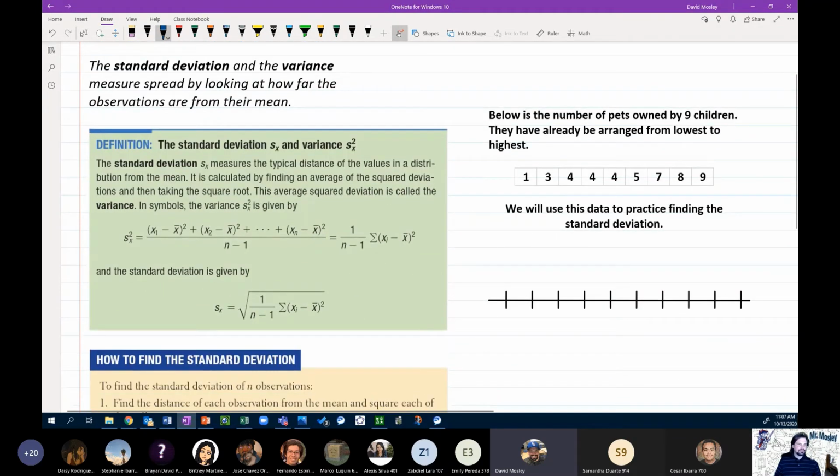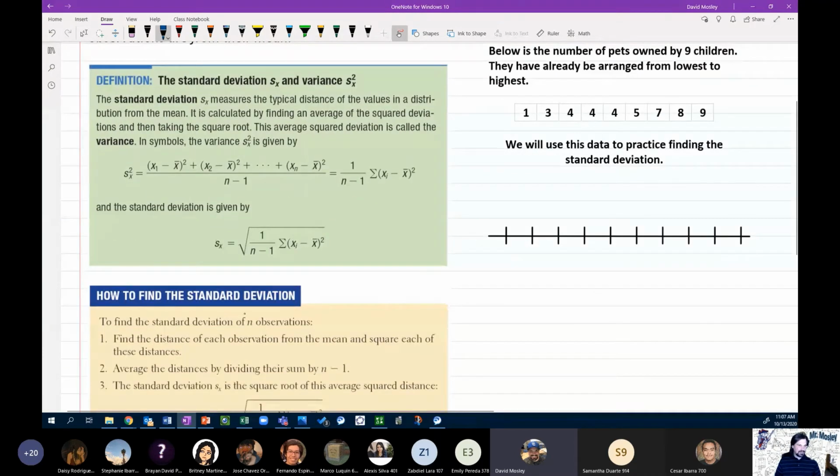All right, so we're going to go through these steps on finding the standard deviation. Before we can do any of these steps, we need the mean. We don't have that yet, so we're going to find it. We have a number of pets owned by 9 kids. They've already been arranged from lowest to highest for us: 1, 3, 4, 4, 4, 5, 7, 8, 9. And we're going to use this data to practice finding our standard deviation.